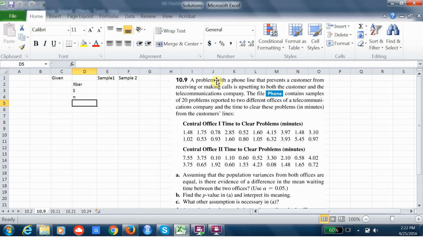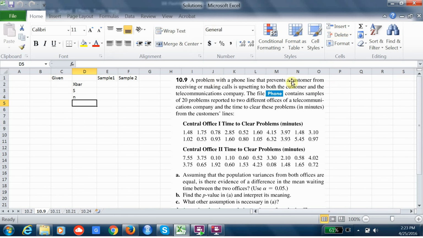Then they give us this data file. It contains samples of 20 problems reported to 2 different offices of a telecommunications company and the time to clear these problems from the customer's lines. Now it's important to understand that these 20 problems are not the same problems that are shared between 2 different offices of a telecommunications company.